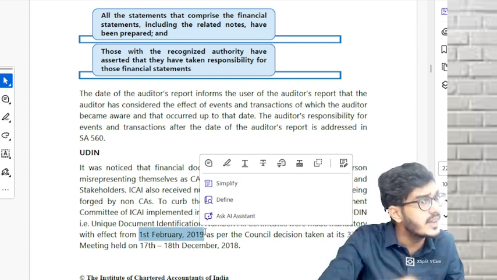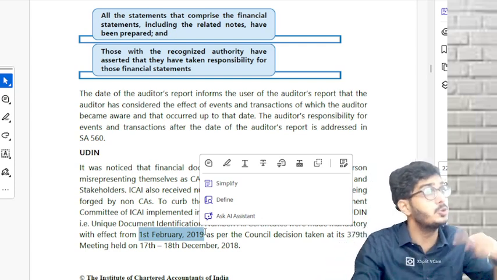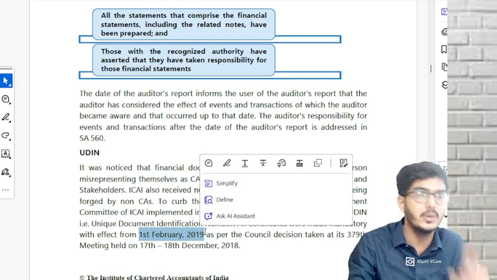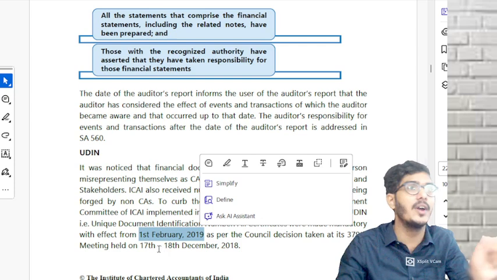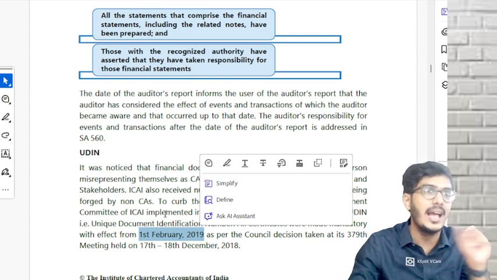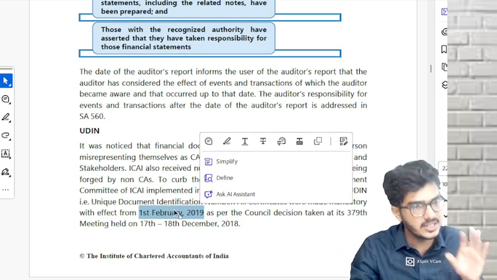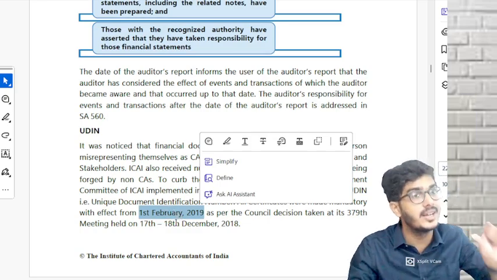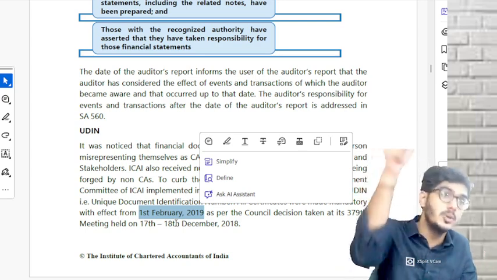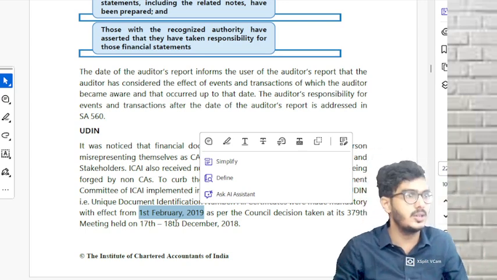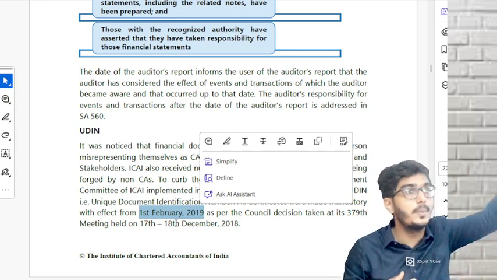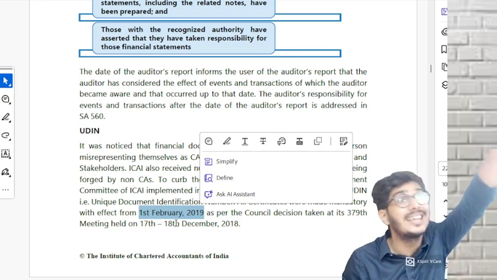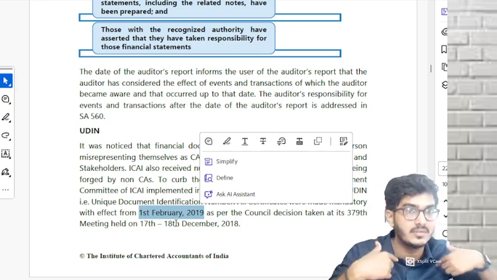So wherever you're certifying something or giving a report, you are supposed to generate a UDIN. It's an 18-digit alphanumeric number. Wherever you're giving a report, assurance, opinion or certification, you have to generate the UDIN and mention the UDIN in the report. Understood? The other person can log into the UDIN portal and check the details.